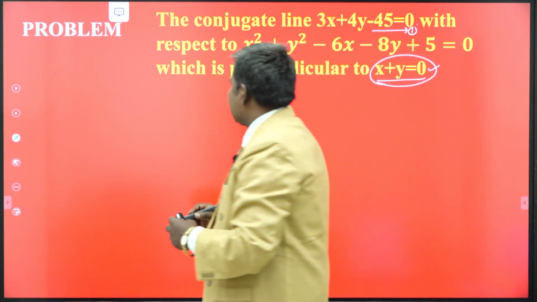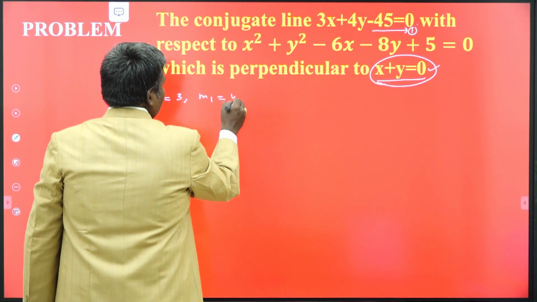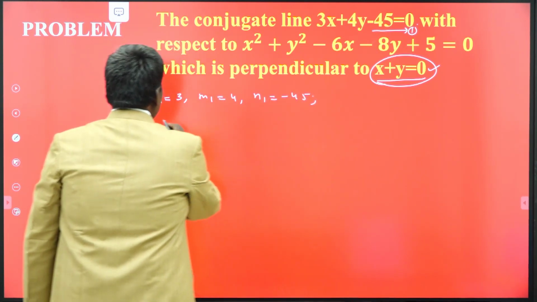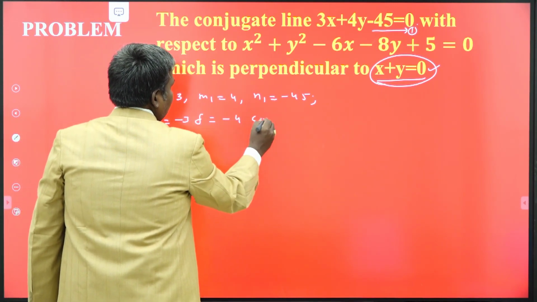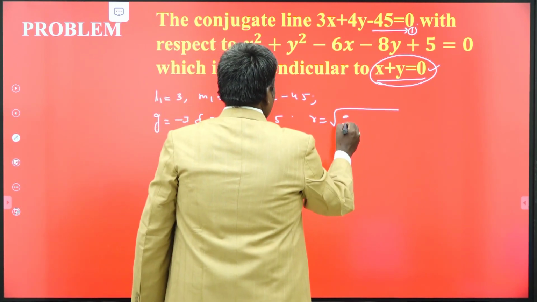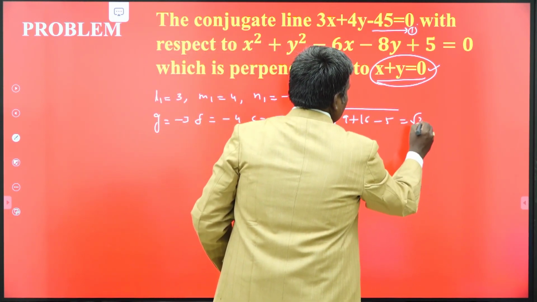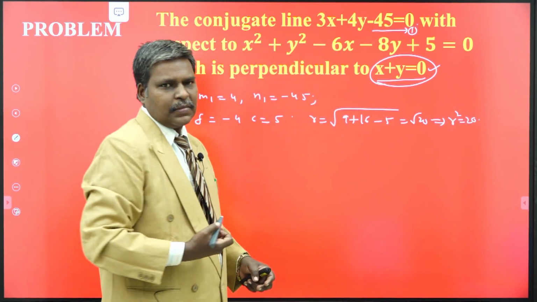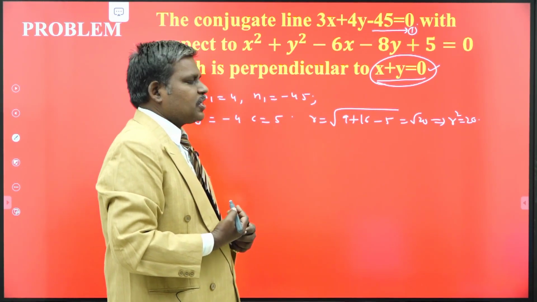Okay. What is L1 here? L1 is equal to 3, M1 is equal to 4, N1 is equal to minus 45. What is the G value? G is equal to minus 3, F is equal to minus 4, constant C equal to 5. What is the radius of the circle? Root of G square plus F square minus C, that is 9 plus 16 minus 5, that is root 20. Then R square is equal to 20.